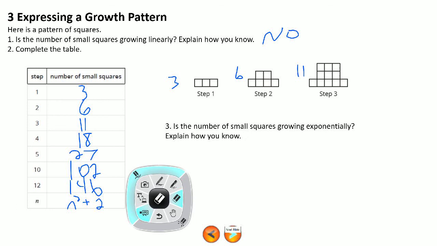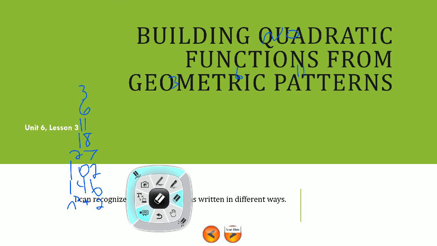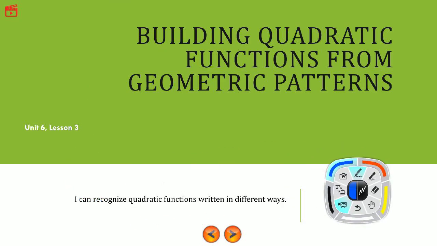Is the number of small squares growing exponentially? No, because there's not a common factor. Okay. And that is it for section 2. We're going to move on to section 3 today.